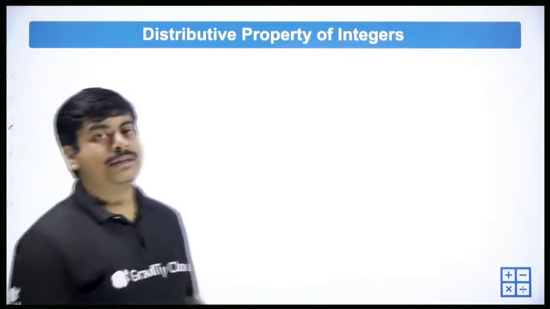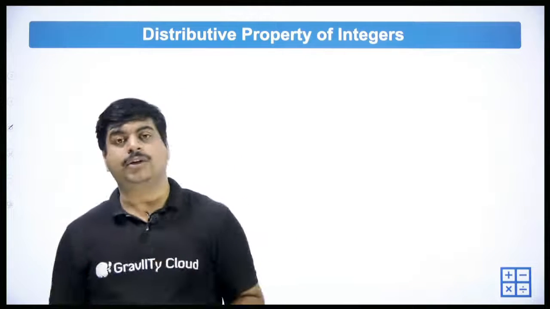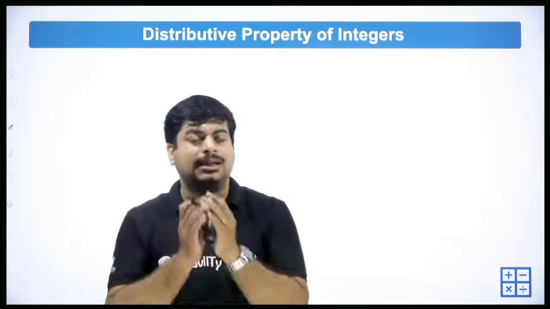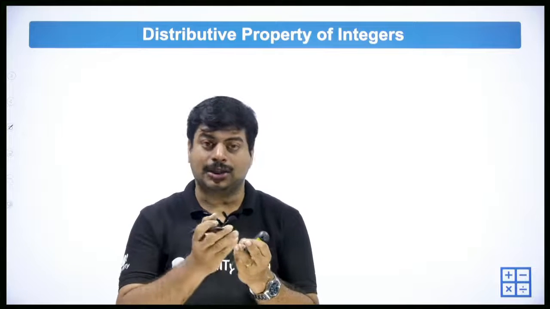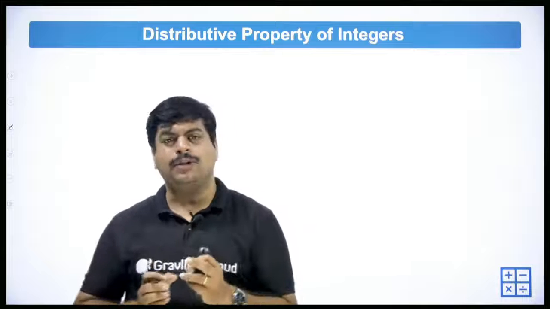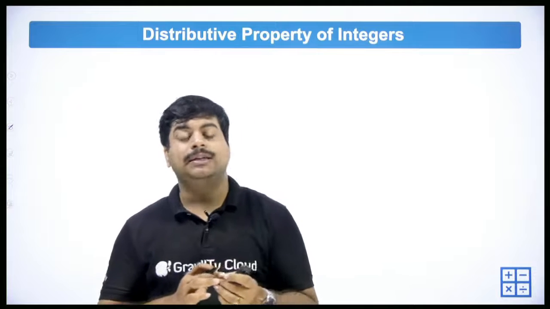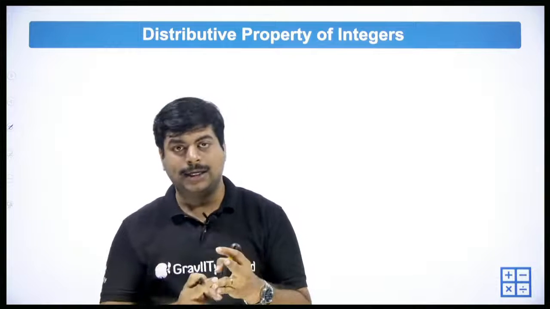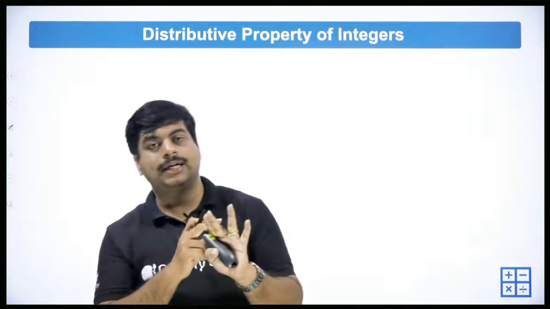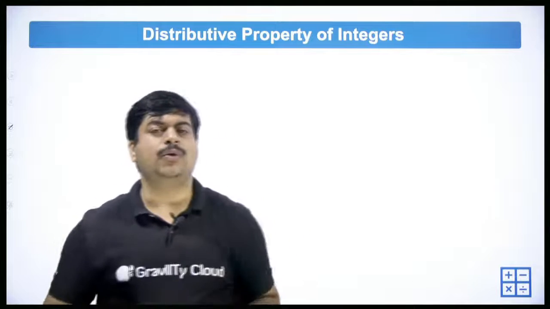In the next class, we are going to discuss the distributive property of integers. Just the way we have discussed closure, and commutative, let me once again discuss these two for a small recap. Today we have discussed associative, and also additive inverse, additive identity, multiplicative inverse, and multiplicative identity. Let me tell you what closure and commutative are, just for your reference.